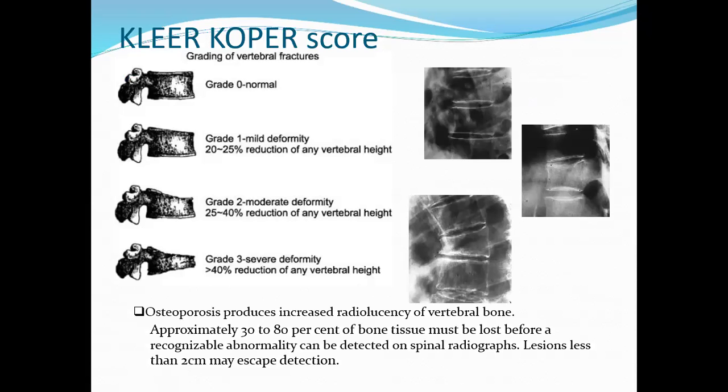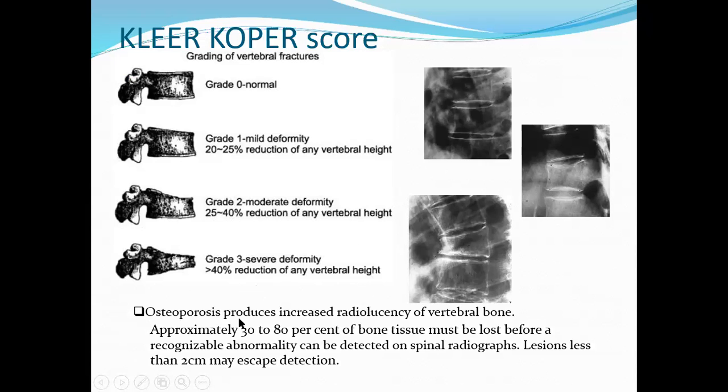That is the grading of vertebral fractures. Grade 0 is normal, meaning in this case there are no osteoporosis conditions. Grade 1 is mild, meaning there are slight chances that osteoporosis has started, with 20-25% reduction of any vertebral height. Grade 2, moderate deformity, means bone loss of about 25-40% reduction of any vertebral height. Grade 3 is a severe deformity.